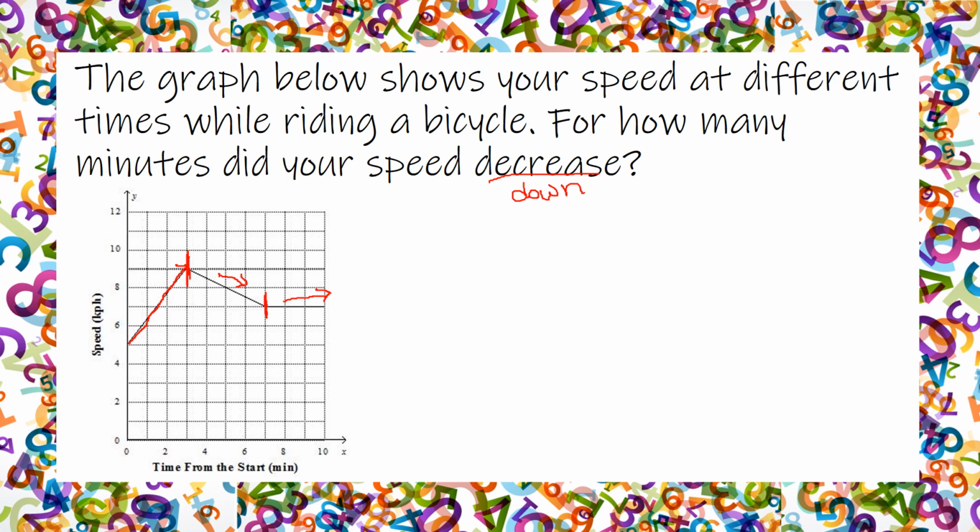So I'm looking for the part where it goes down. And the x values that it goes down for are from the red line to the red line, which is 3 to 7. So if I subtract 7 minus 3, I do get 4, and that is minutes. So for 4 minutes, your speed is decreasing.